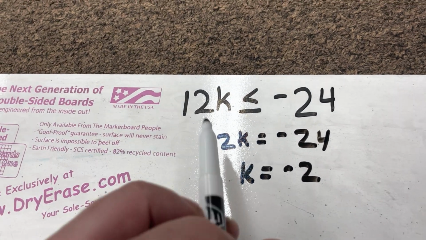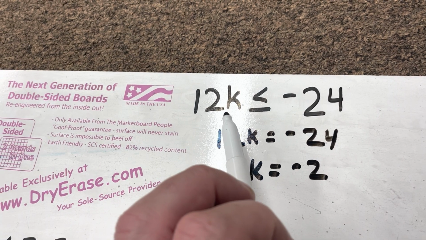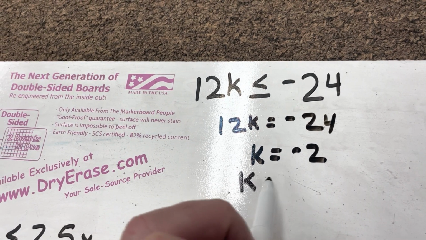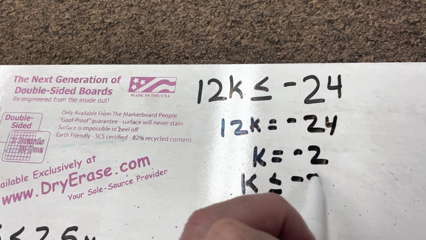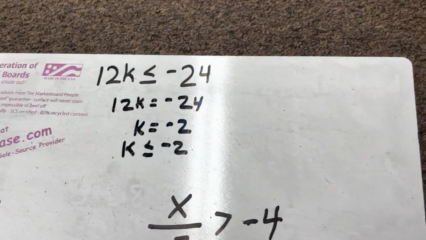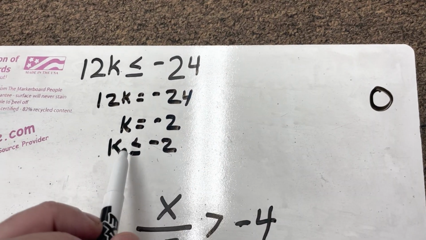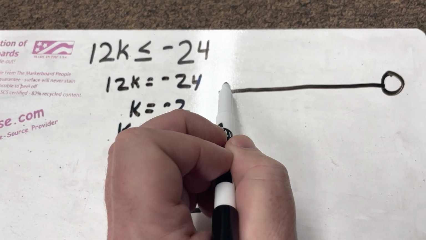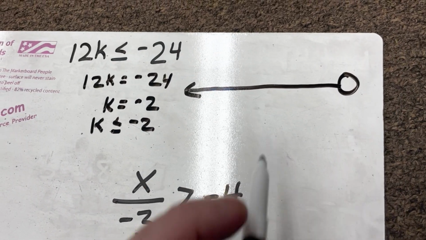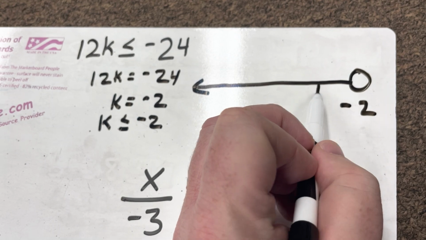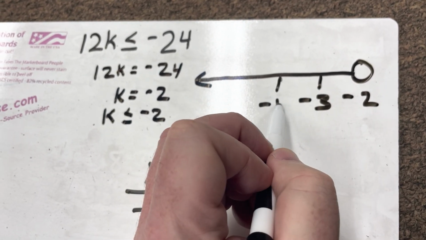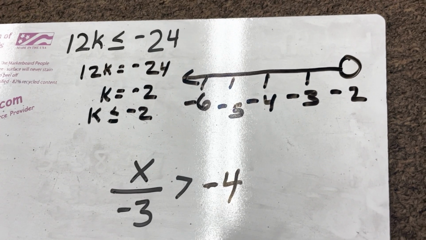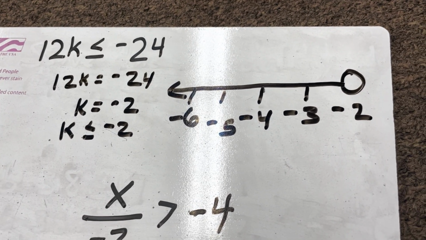Now, once again, I have a negative sign, but it is not with the variable, so I do not need to flip the inequality, which means that I end up with k is less than or equal to -2, which means once again, I'm going to have a shaded circle, and it's going to go to the left because k is on the smaller side of the inequality. It is closed in that direction. It has nothing to do with what way it points. It's going to start at -2, then it's going to go down, -3, -4, -5, -6, and so forth.